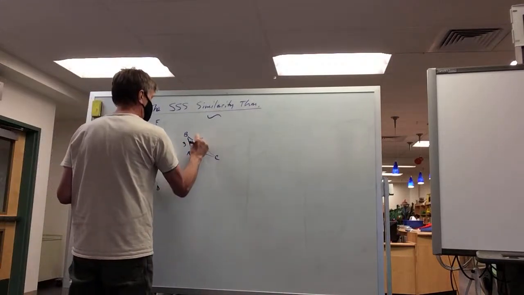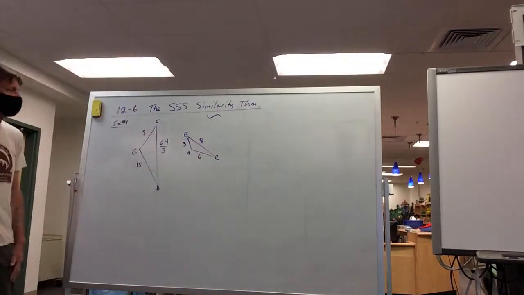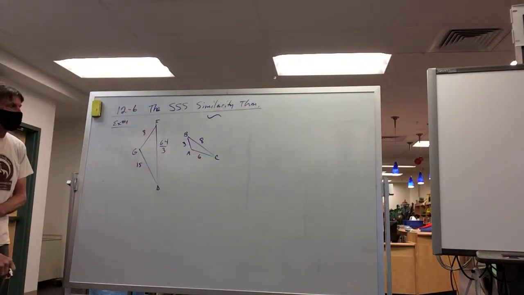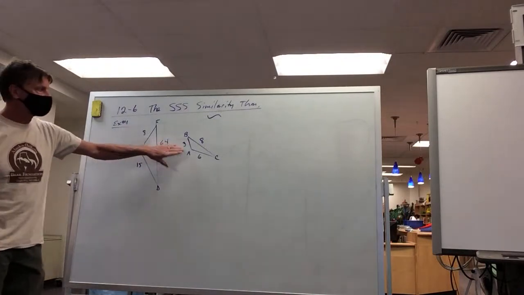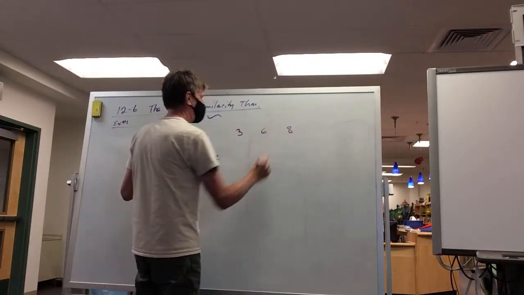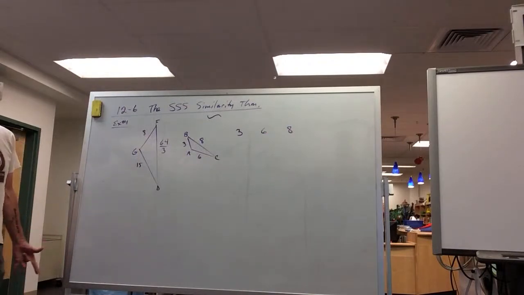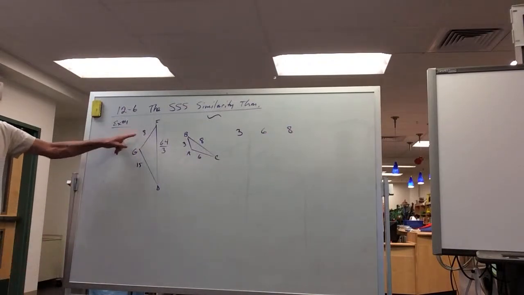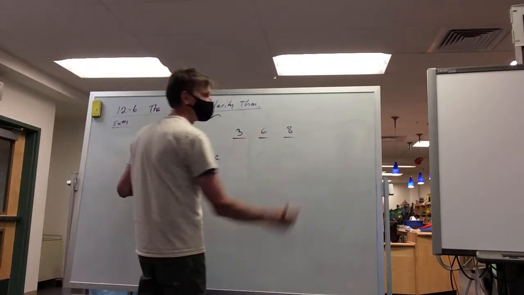So one way you can do this, if you're just given all the side lengths, is you can take the side lengths and put them in order from least to greatest. So if I took the small triangle here, which is side length 3, 6, and 8, I can write those in order. And then I can take the side lengths of the larger triangle and write those as denominators.